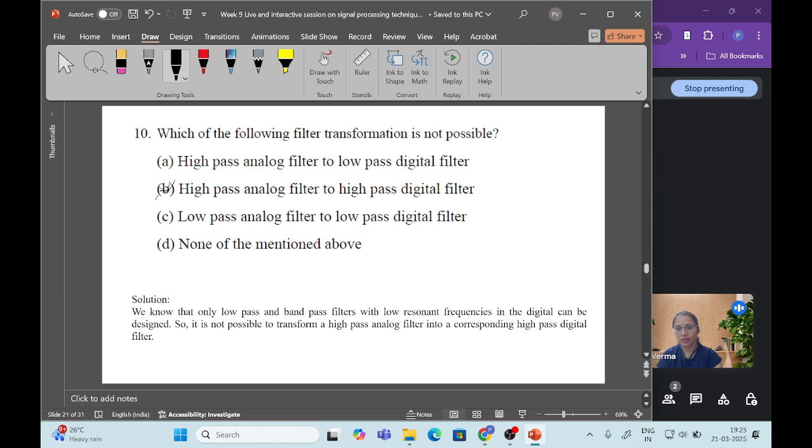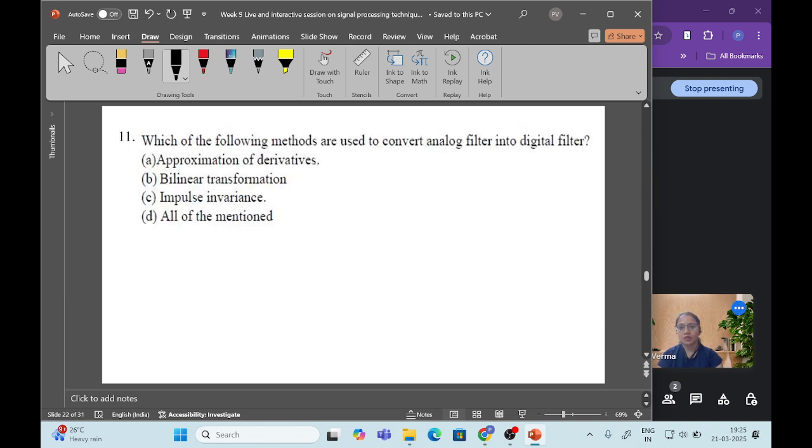So I hope you are getting it. Moving to the next question. Which of the following methods are used to convert an analog filter into a digital filter? Option A is approximation of derivatives. Option B is bilinear transformation. Option C is impulse invariance transformation. Option D is all of the mentioned.